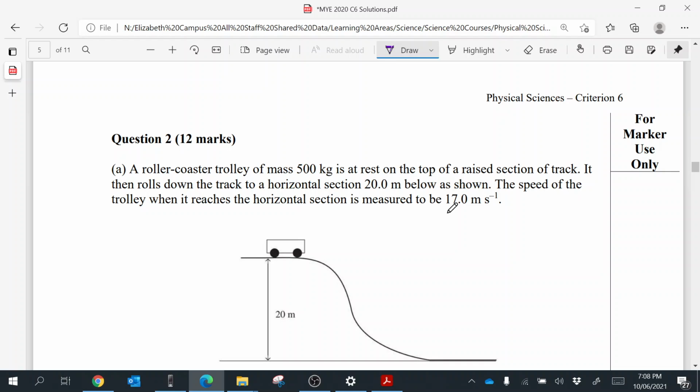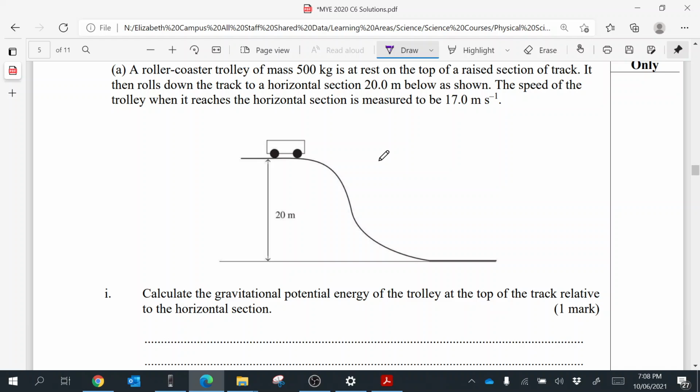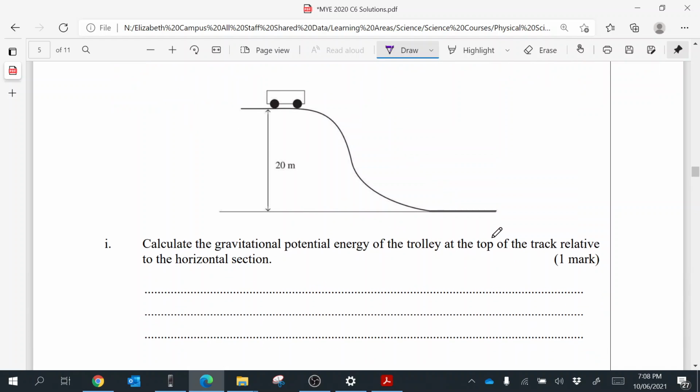Okay, so welcome back to the mid-year exam 2020 criterion 6 solutions. So this is question 2. A roller coaster trolley of mass 500 kilograms is at rest on top of a raised section of track. It then rolls down the track to a horizontal section 20 meters below as shown. The speed of the trolley when it reaches the horizontal section is measured to be 17.0 meters per second. Calculate the gravitational potential energy of the trolley at the top of the track relative to the horizontal section.